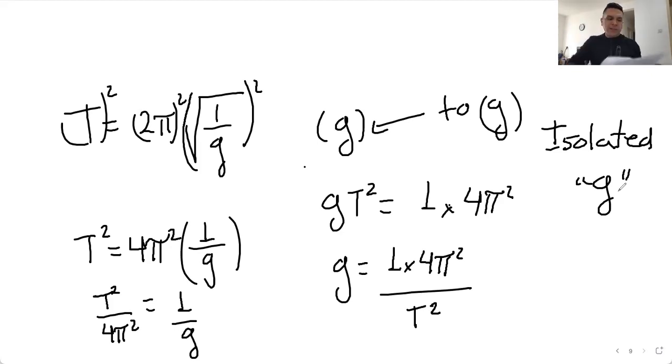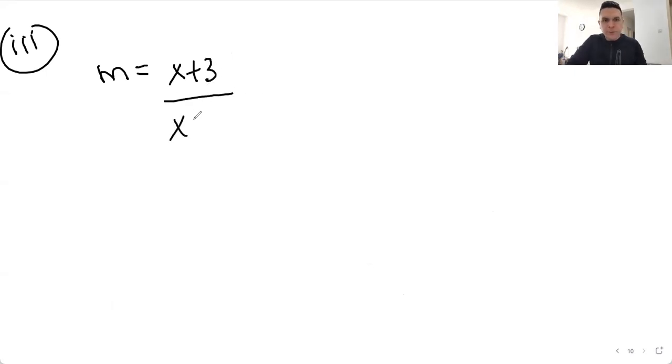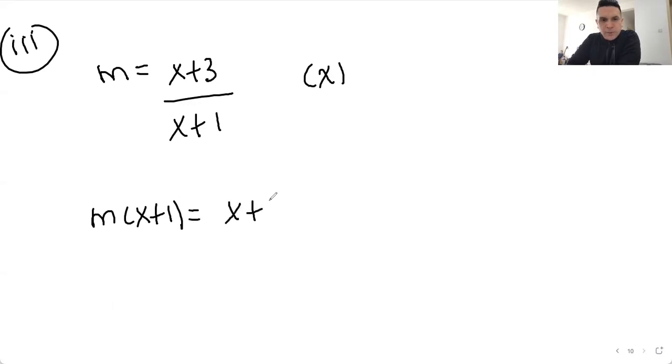Okay. Lastly, let me do this one, it's a little more complicated. It takes more steps to do. We got m equals x plus 3 over x plus 1. And then we change the subject of the formula to x. So we cross multiply and we get m times x plus 1 equals x plus 3.